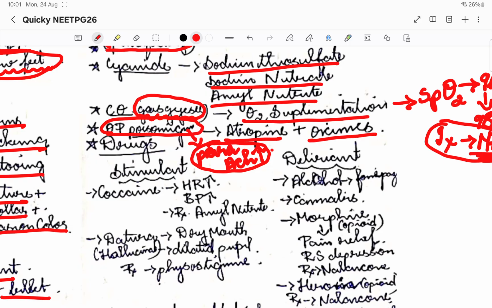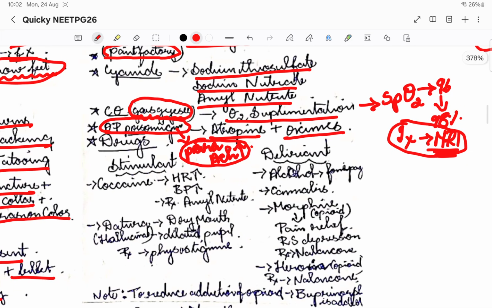The treatment I told you: atropine and oximes. What we are doing is trying to decrease the acetylcholine. So how do we know whether the person is recovering from OP poisoning? The definite thing is we see the secretions. It is not the BP or the heart rate that we see, it is the secretions. If the secretions are decreasing, then we consider that the OP poisoning patient is recovering. Please remember this extra edge point.